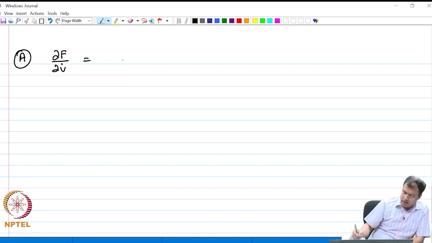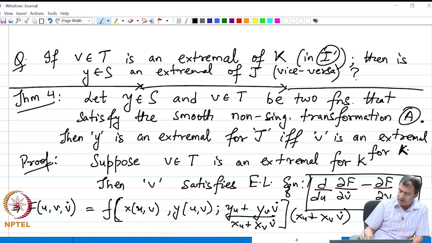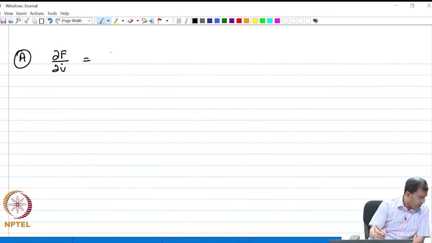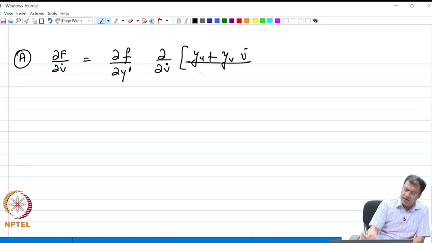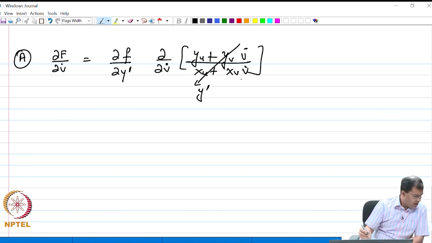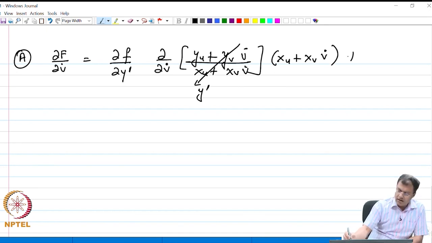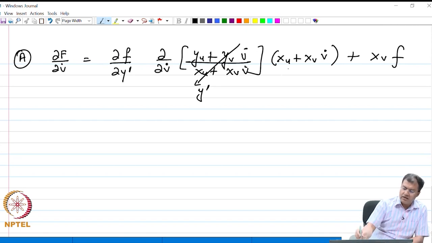So, which means using chain rule, notice that this third argument of small f is nothing but y prime, the transformed y prime, right. So, I can rewrite using chain rule that this is also equal to del f del y prime times the partial derivative of y prime with respect to v dot, right. Y prime is y u plus y v, v dot divided by x u plus x v v dot, right. So, this is my y prime. So, I have just used the chain rule, right, and times the factor that was remaining, right, plus then we differentiate this factor, we are only going to get x v times f that we did not differentiate, that we differentiated earlier in this first case, right. So, that is my partial f partial v dot.